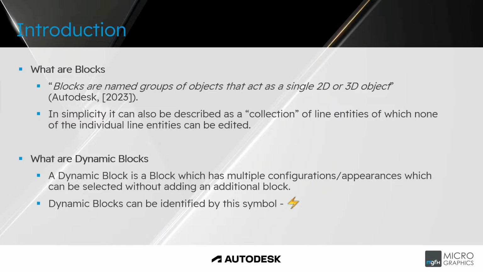Then dynamic blocks. A dynamic block is a block which has multiple configurations or appearances which can be selected without adding an additional block. Very important: it's a single block of which you can change the configuration or appearance, and you don't need to add another block for that. A dynamic block can be identified by this symbol. I apologize for the quality, but that's the best I could get, and that symbol should be quite easily identifiable within your Autodesk UI.